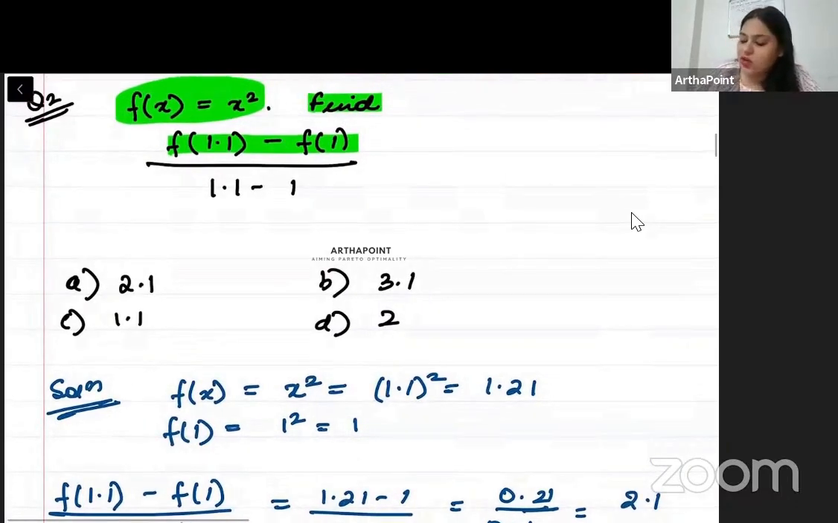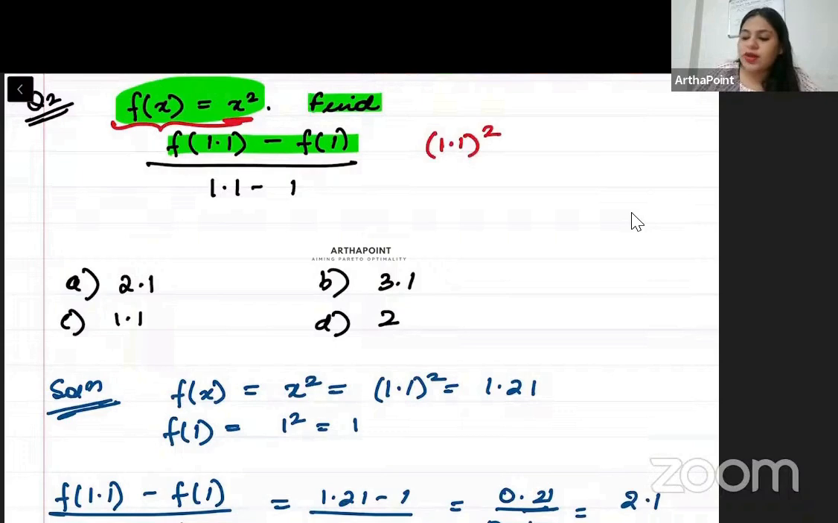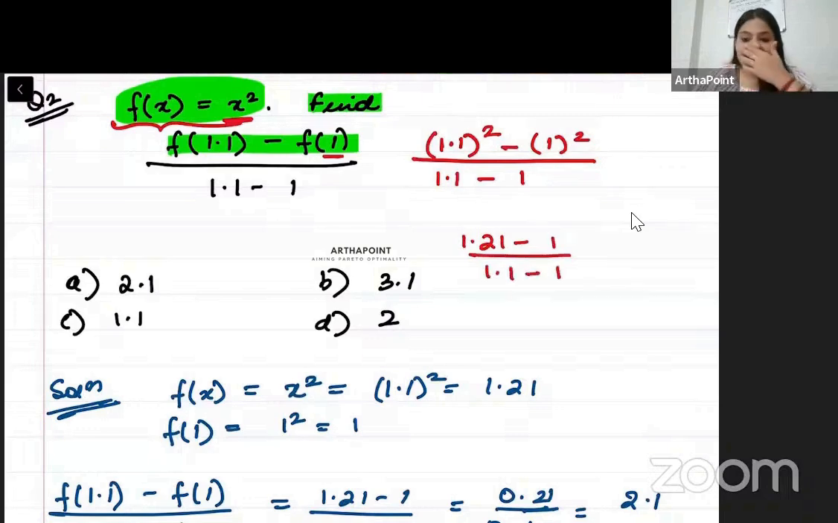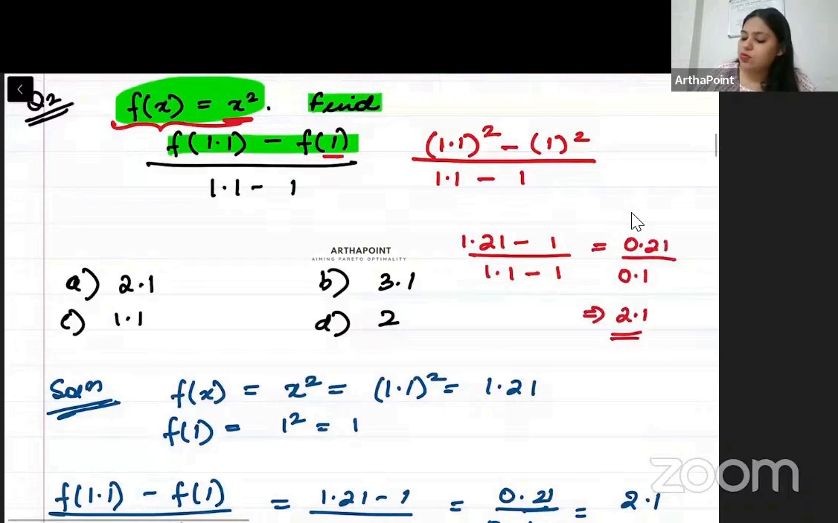So when I check the value of the function at 1.1, because this is f(x), instead of x squared, I will put 1.1 whole squared. Then instead of x, I will put 1 whole squared. Then 1.1 minus 1. So I will get 1.21 minus 1 upon 1.1 minus 1. So I will simply get 0.21 upon 0.1, which will be 2.1, and solved.